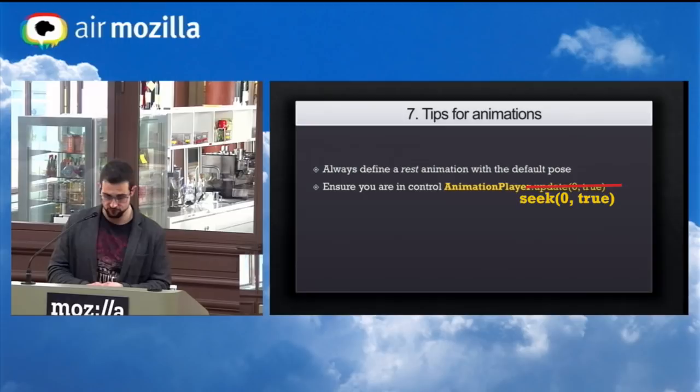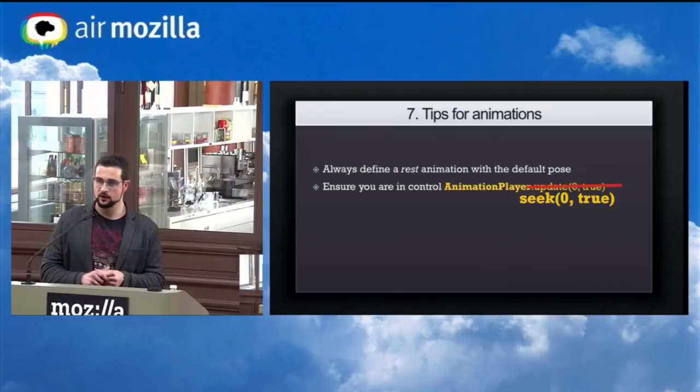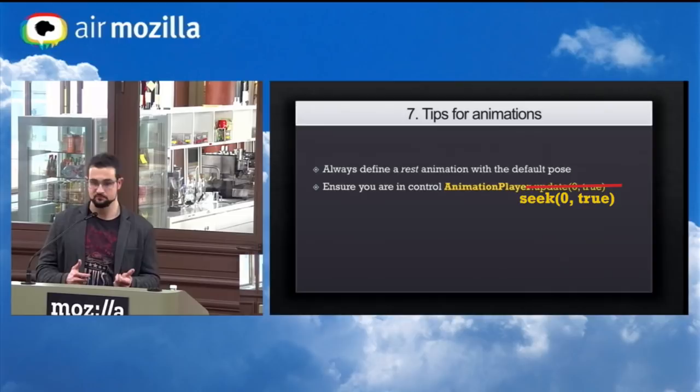The next tip is ensure you are in control. Well, the animation player does its job on its process notification. The thing is that depending on how you load the scene or add the node, it might not have time to do it before the frame is rendered. So even if an autoplay animation has been set up, on the first frame you will get the last state the affected nodes had when you saved the scene. And that might last only a few milliseconds, but you can notice it, and it's a bit ugly.